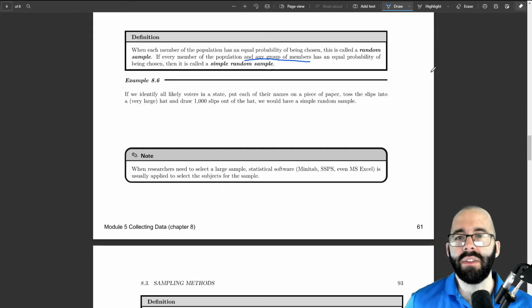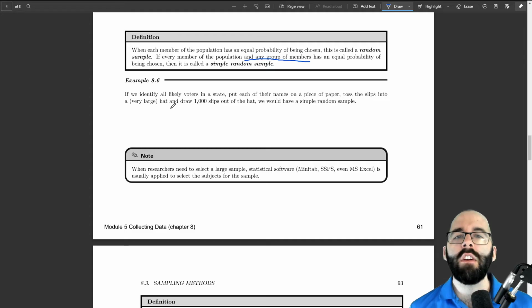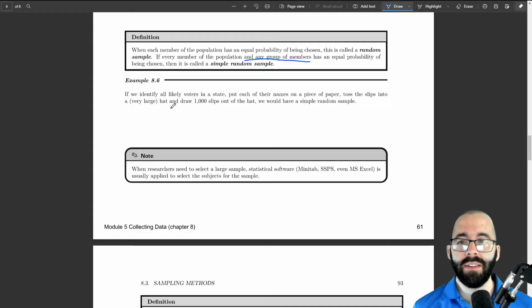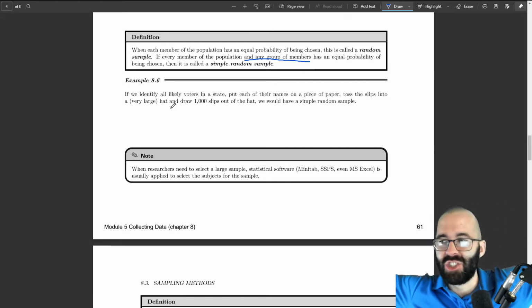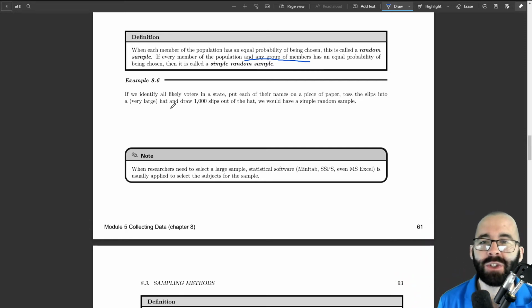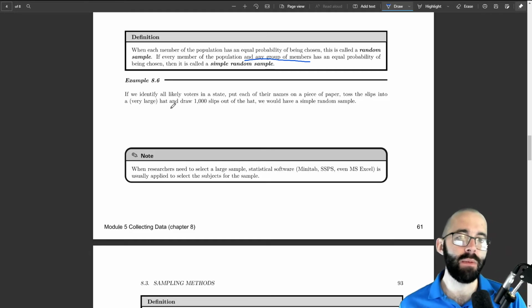about other sampling methods. Okay, so let's look at an example. If we identify all likely voters in a state, say Washington, and we put all of their names on a piece of paper, it's a lot of pieces of paper, and we toss these slips into a very large hat, all these likely voters in Washington in this giant hat, and we draw 1,000 slips out of that hat. After shuffling it, we would have a simple random sample.